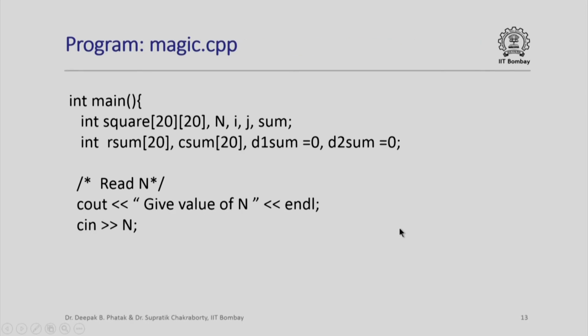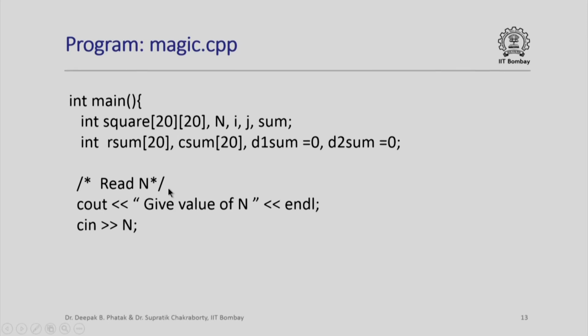Let us look at this program, magic.cpp. Int main, I have a square matrix 20 by 20. I have n as the size, i, j as the index variables and sum as a variable that I will use for temporarily storing some value. As we decided, we will have an array of 20 elements to store row sums, another array to store column sums. There are only 2 diagonals independent of the size of the array, therefore 2 simple variables d1sum and d2sum are good enough. These will store the sums of the 2 diagonals.